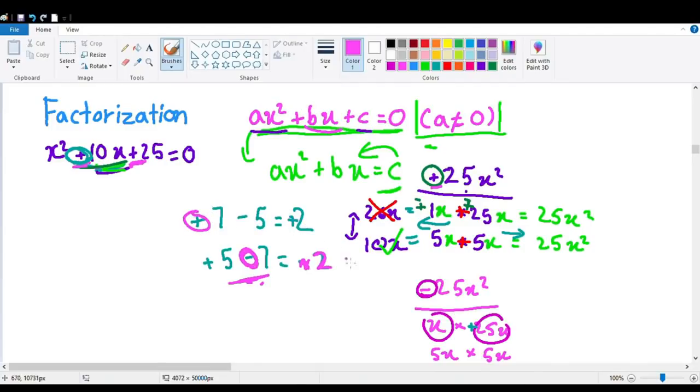So exactly like that, we come over here, and if the sign of bx is positive, then the bigger one will be positive, and if it's negative, then the bigger one will be negative, and the smaller one will be the opposite of the bigger one. So that is a little thing over there.